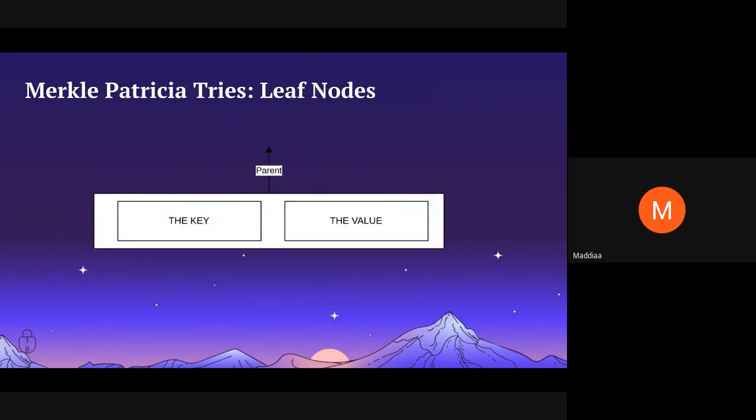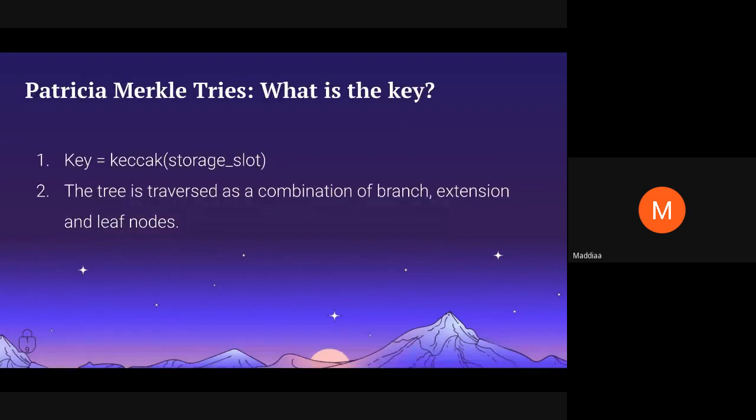And then at the leaf, we will have, again, just the hash of the key itself, so the path that's been taken to get to this leaf, and then the value itself. So what is the key? As I said earlier, the key is going to be the Keccak hash of the storage slot. And then the tree is traversed with a combination of the 3 nodes that were shown above.